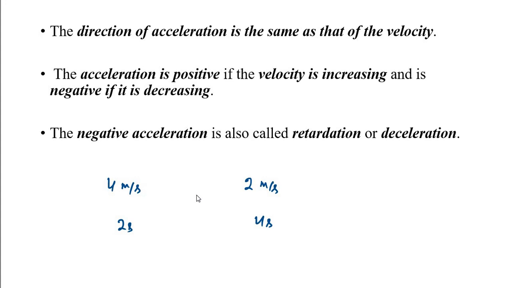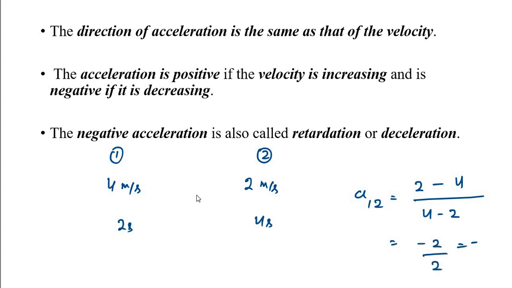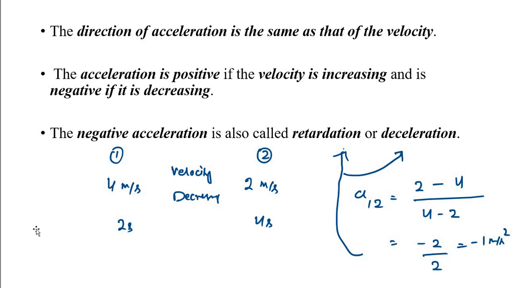So in this case, acceleration between these 2 points, 1 and 2, is final velocity, which is 2, minus initial velocity, which is 4, divided by 4 minus 2, which is equal to minus 2 by 2, equal to minus 1 meter per second square. It is negative acceleration or retardation because velocity is decreasing. This is negative acceleration or retardation, also called deceleration.